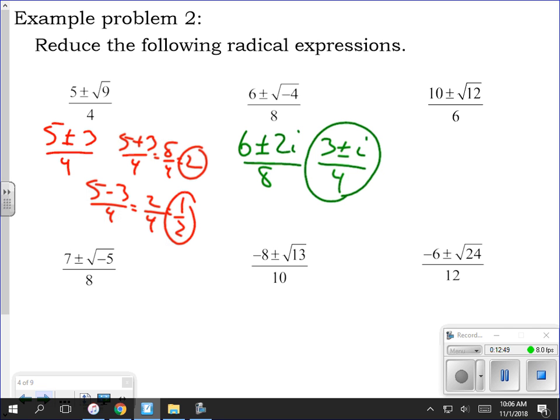So the next one. I don't have an i. Woo, that's nice. I do, however, have square root of 12, which is reducible. Square root of 12 is the square root of 4 times the square root of 3, which is 2 root 3. 4 times 3 is 12. Square root of 4 is 2. So this is 10 plus or minus 2 root 3 over 6.